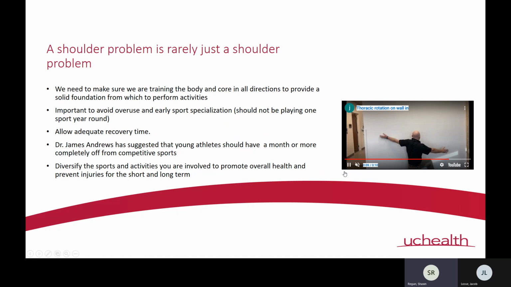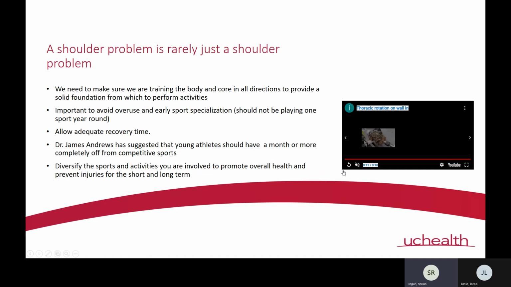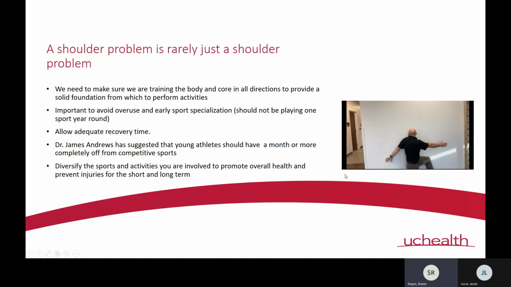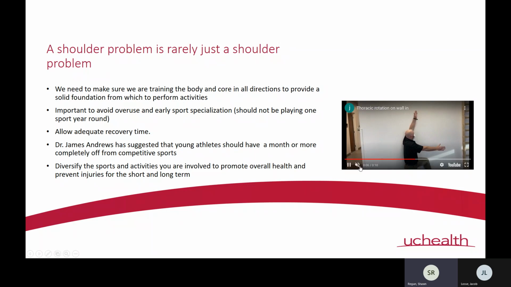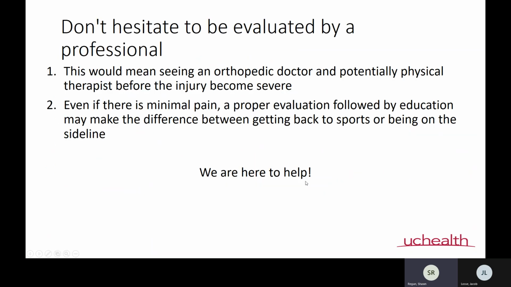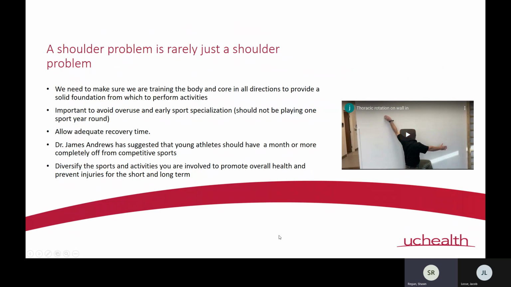Super important. We want to avoid overuse and early sport specialization. So, we really don't want kids, and this is supported by the literature, they should not be playing the same sport year round. This has become an issue in the past several years. In our practice, we've seen examples of this, and it unfortunately leads to injuries that really don't need to happen.